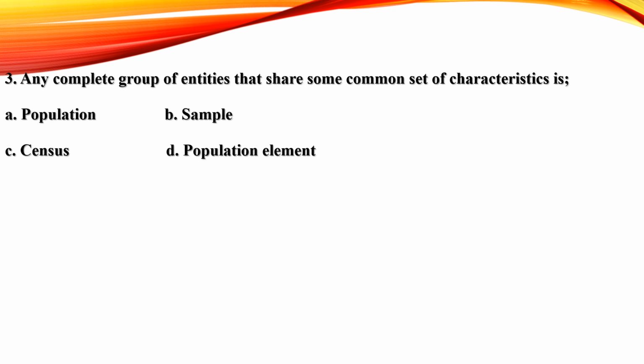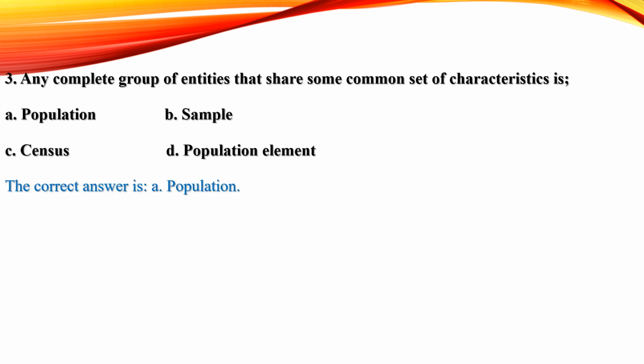Question number 3. Any complete group of entities that share some common set of characteristics is a: A. Population. B. Sample. C. Census. D. Population element. Any complete group of entities that share a common set of characteristics is known as population, sample, census, or population element.